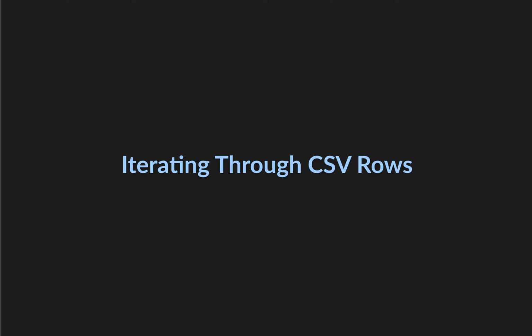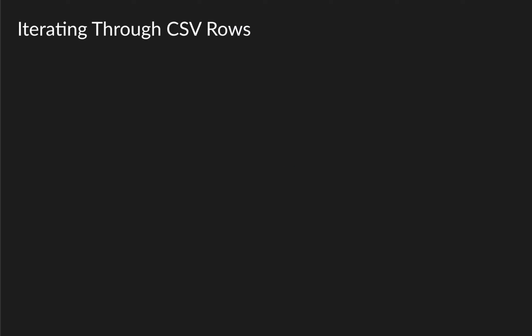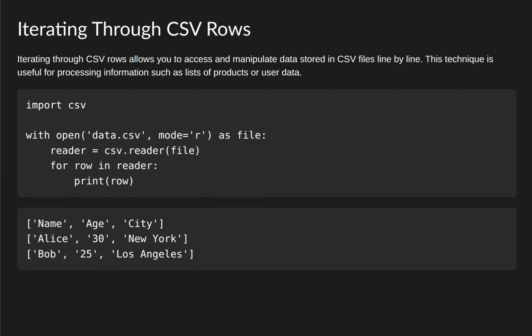Iterating through CSV rows. Iterating through CSV rows allows you to access and manipulate data stored in CSV files line by line. This technique is useful for processing information such as lists of products or user data.